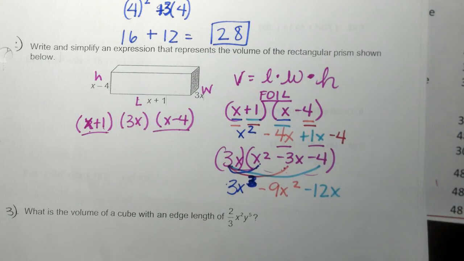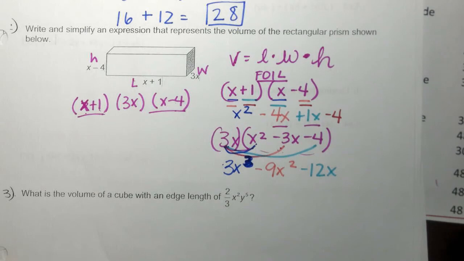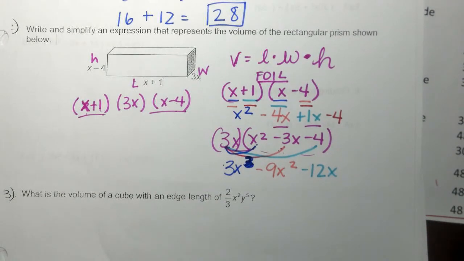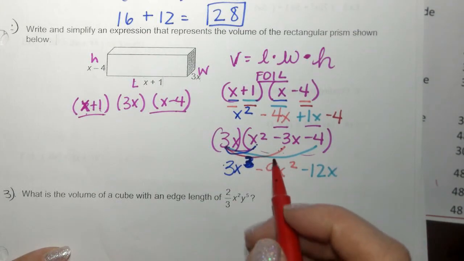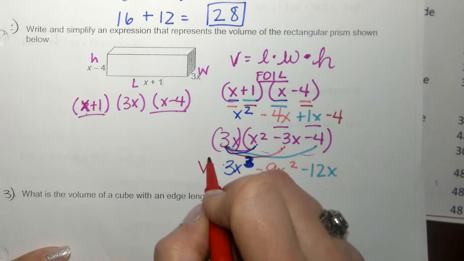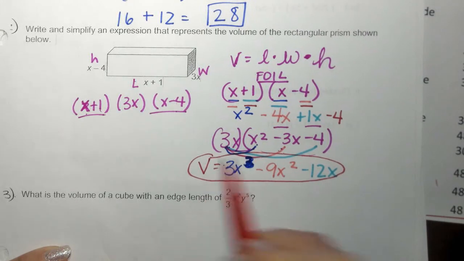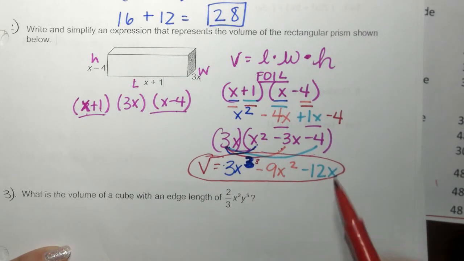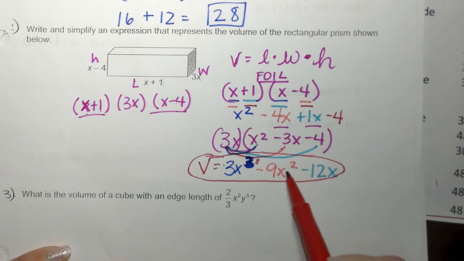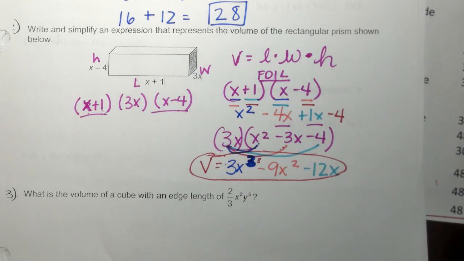So this would be the order you would want your answer to be in, and this would be your answer. Your volume would be 3x to the third, minus 9x squared, minus 12x.